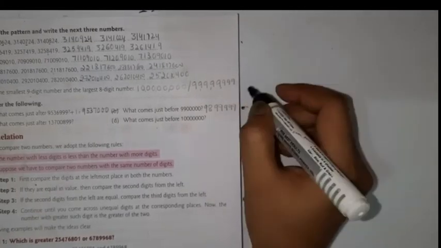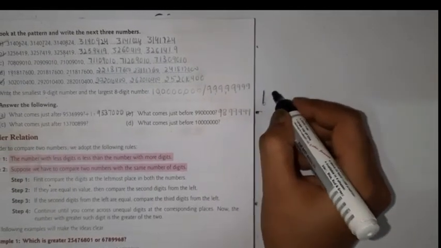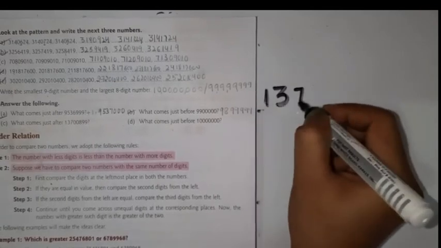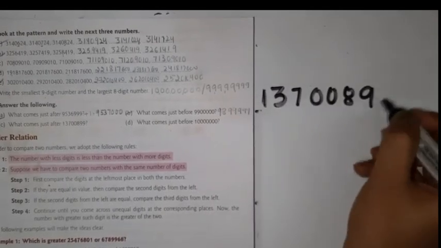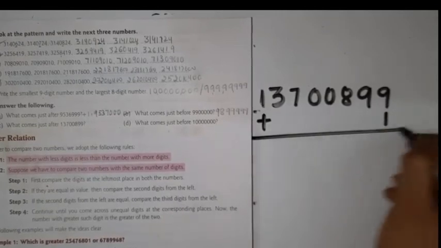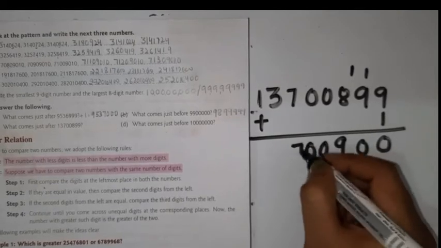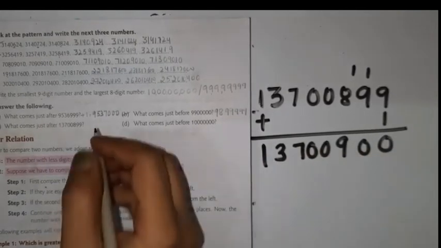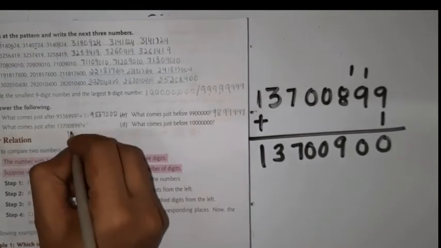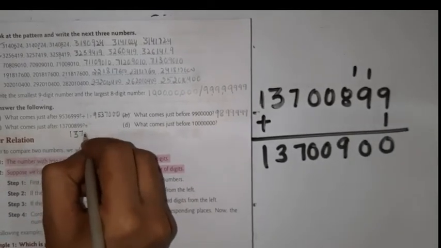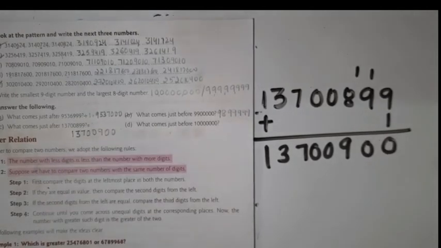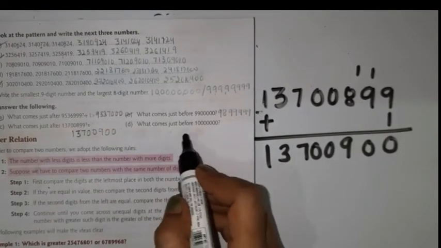Again the next is we have to find out what comes just after. After means we have to add 1. So we'll write the number first, 13007999. We'll add 1. 9 plus 1 is 10, 9 plus 1 is 10. This will become 9. Rest all the numbers will be as they are. So this is what we got after adding 1, that is 13008000.